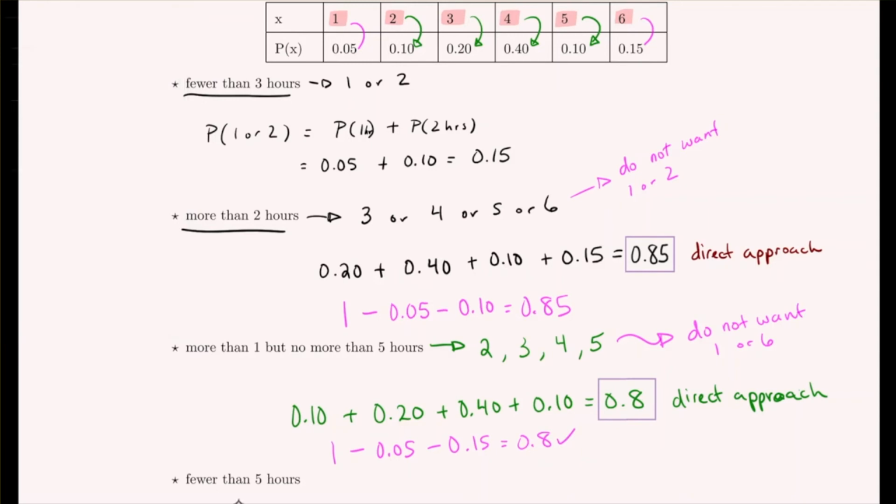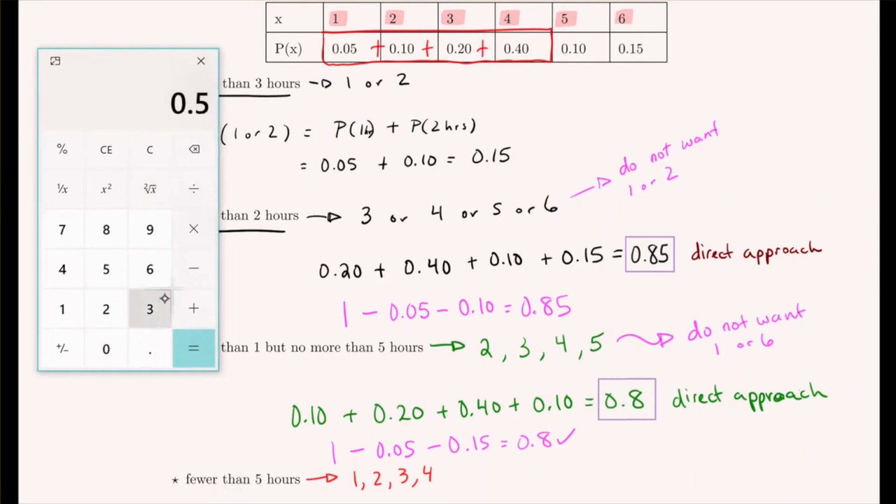Now our next criteria is at the bottom of the screen. How many ways can we get fewer than 5 hours? So what's allowed in fewer than 5 in context? Fewer than 5 is less than 5, so 1, 2, 3, 4. In terms of we're okay with the probability that 1 occurs, 2 occurs, 3 occurs, or 4 occurs. So we could add all these together: 0.5 plus 0.1 plus 0.2 plus 0.4, that's 0.75. So the probability that we have fewer than 5 is 0.75.